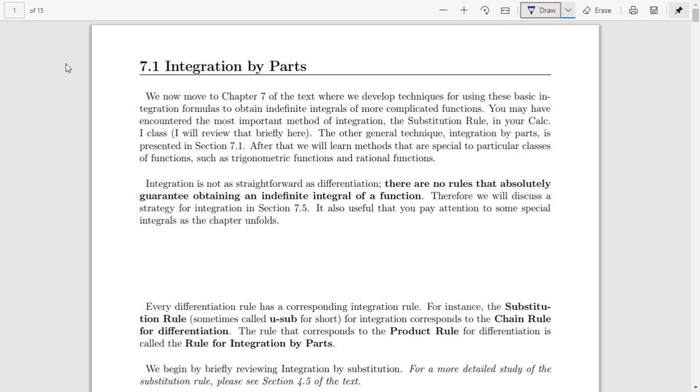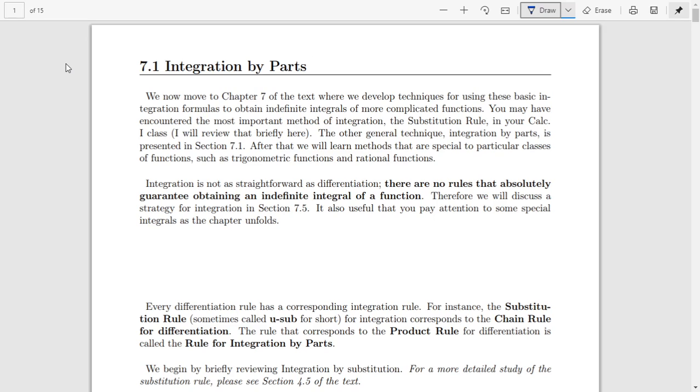Hello and welcome to the next chapter we'll be considering in this course. And it is chapter 7, where we develop techniques that we use in basic integration. Earlier, I think you should have encountered two of the most important techniques of integration, which is integration by substitution. Later on, we'll be considering another, integration by parts.